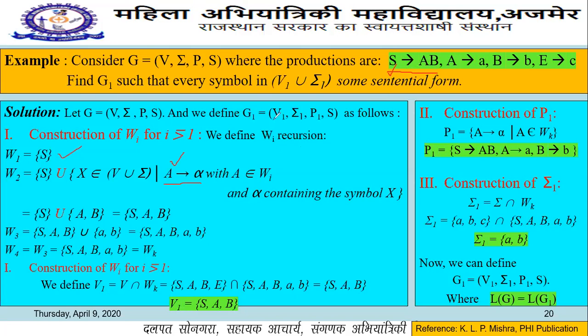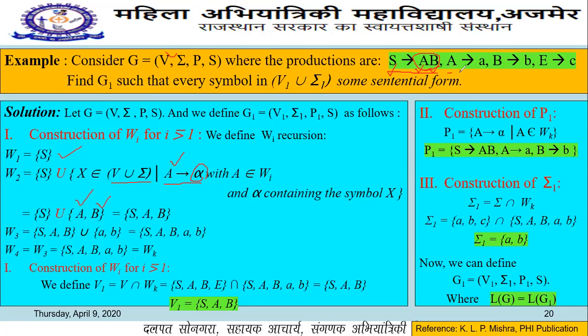And the right hand side is what? The right hand side is a string having symbols from V union sigma. So in grammar G, A and B belong to the set of variables. Therefore, we choose the symbols capital A and capital B into this set.